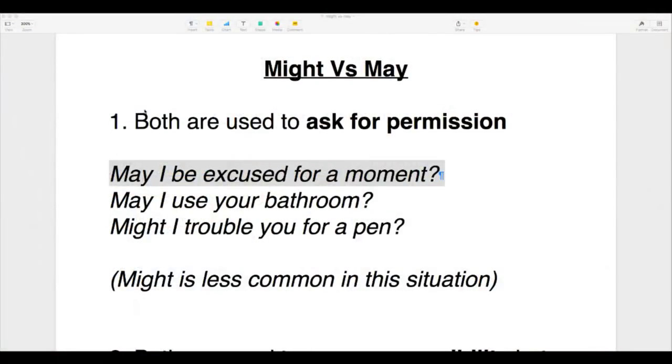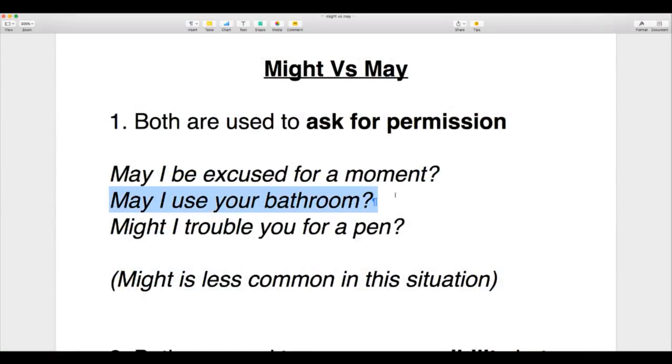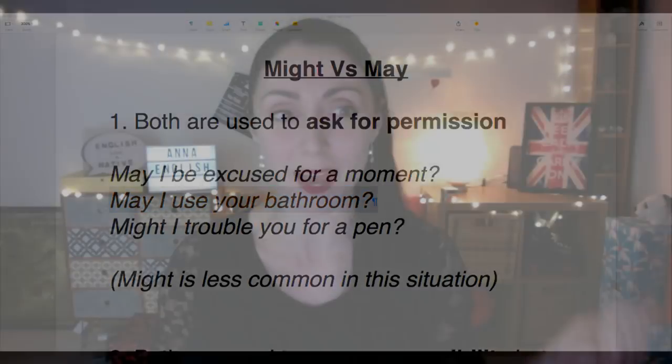So you're asking permission. Other examples that we have here are, may I use your bathroom? So perhaps you're at somebody's house and you need to spend a penny. So you might say to them, may I use your bathroom? And of course in most circumstances, they should allow you to go and use the bathroom.